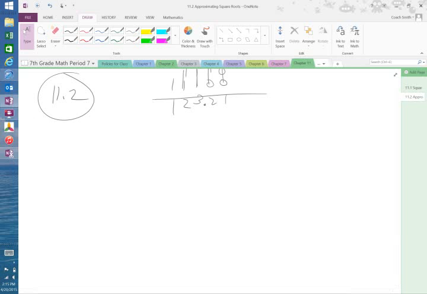Okay? Now, let's look at this one. Square root of 253. Okay, the square root of 253.